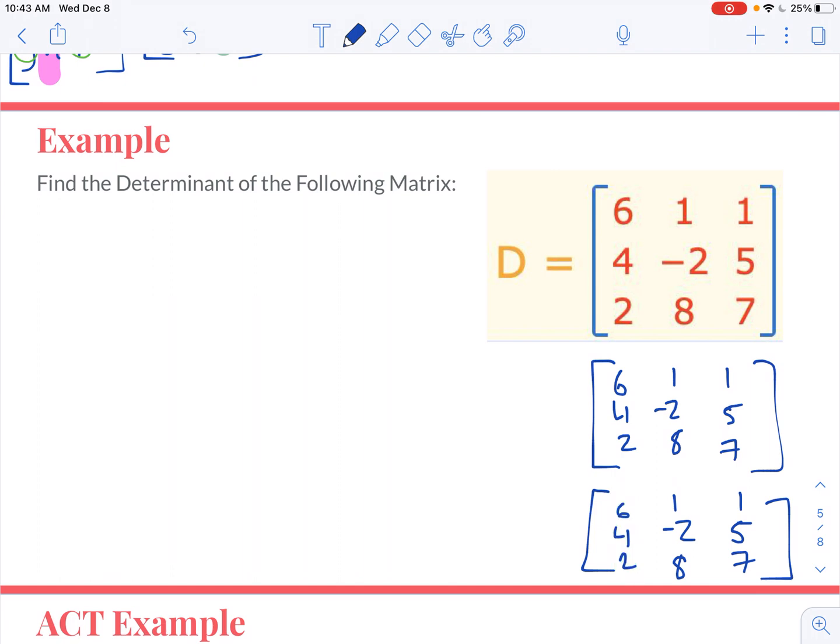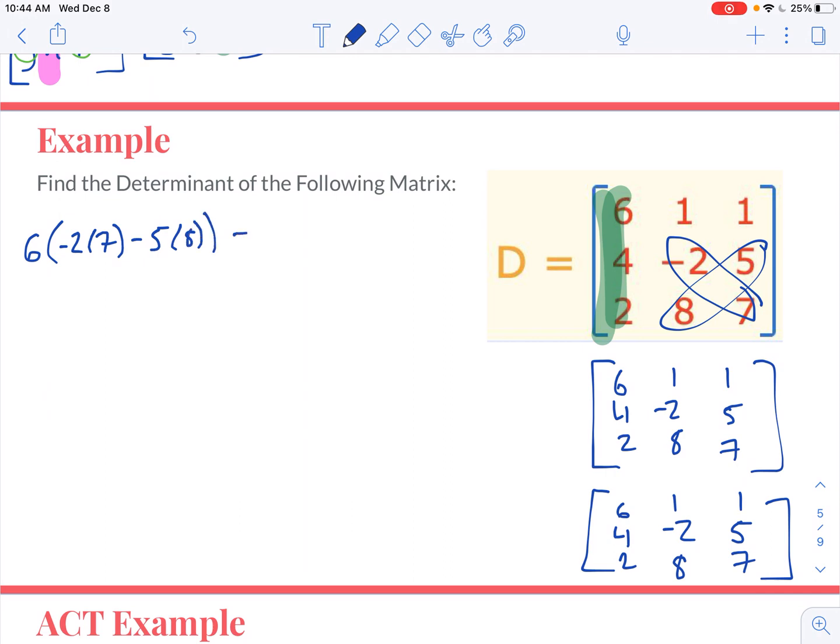Let me actually use the top and go forward. I'm going to cover this first row. My top number is 6. So then I'm going to multiply 6 by the determinant of this leftover matrix in the bottom. So this is -2 times 7 minus 5 times 8.